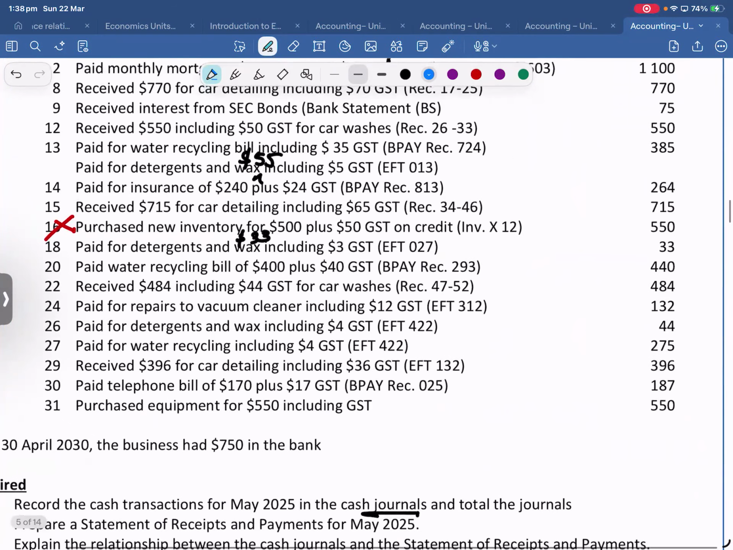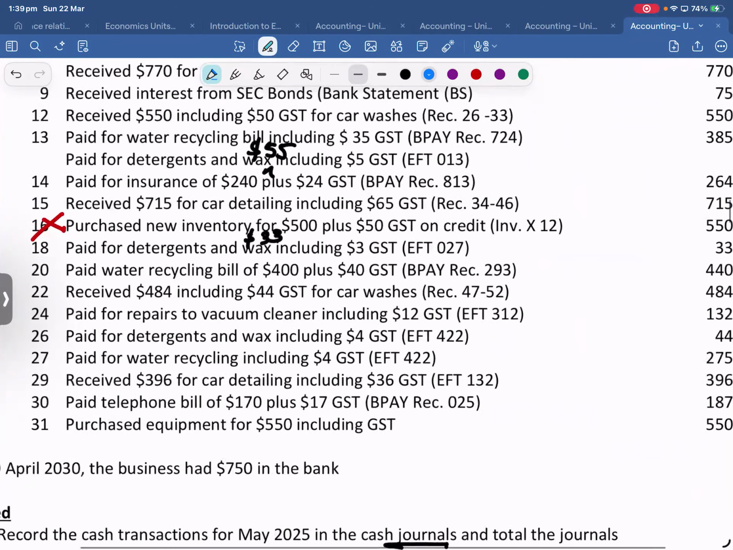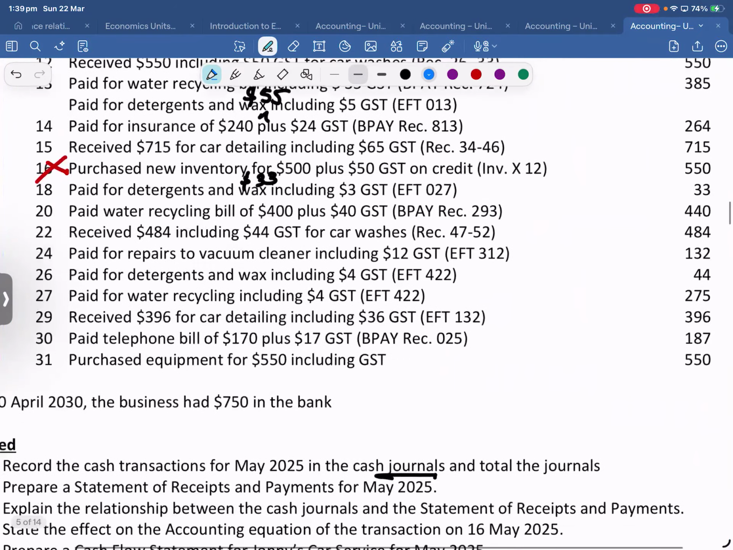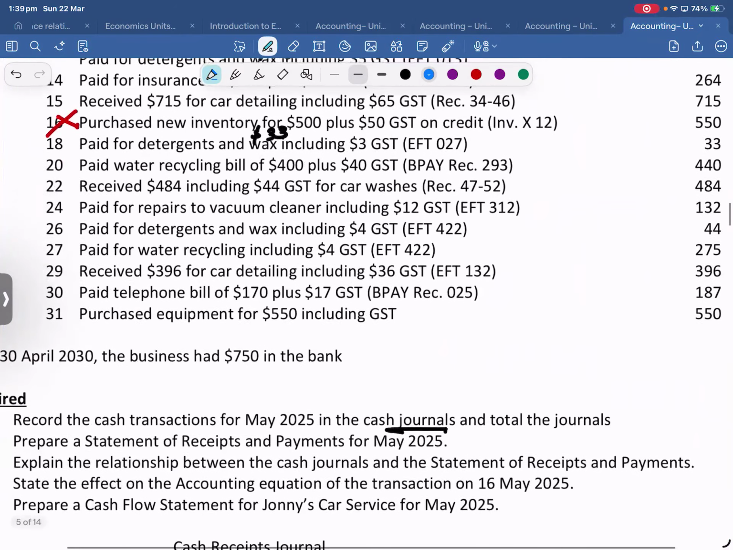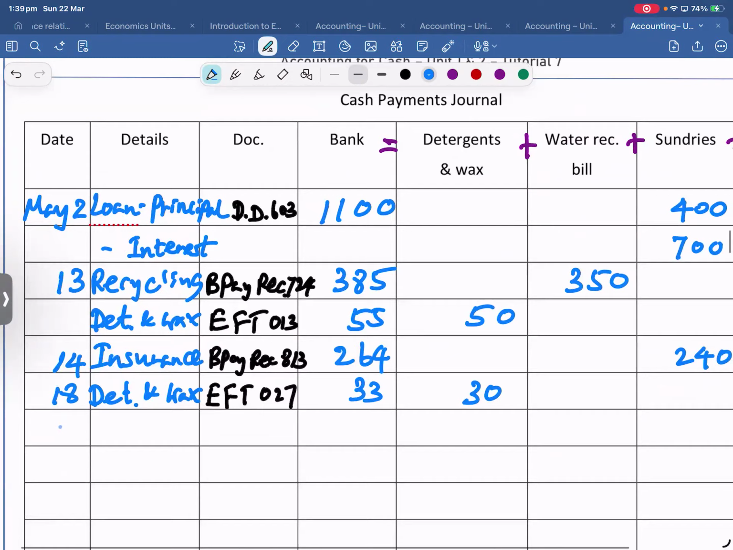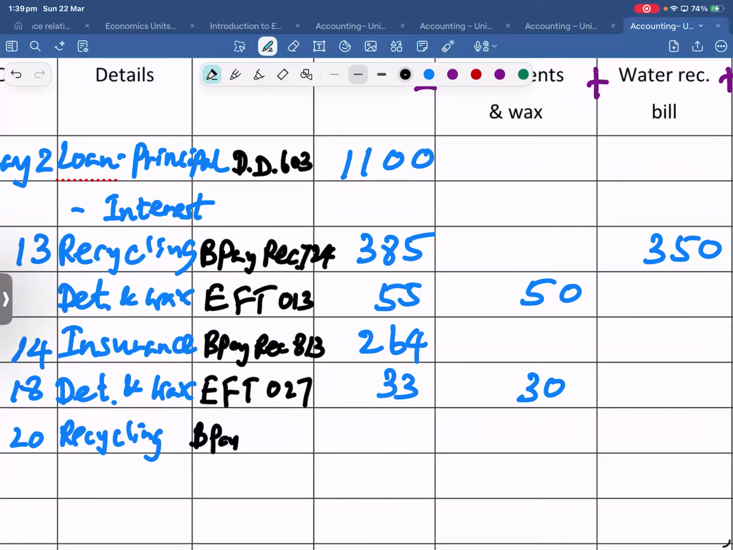Right. You did the 18th, yes? Yeah. Then we had the 20th, paid water recycling bill 400 plus 40 GST. So then we pay 293. Well, which one? Receipts or payments? Payments, right? So then 20th, recycling. We pay 293.